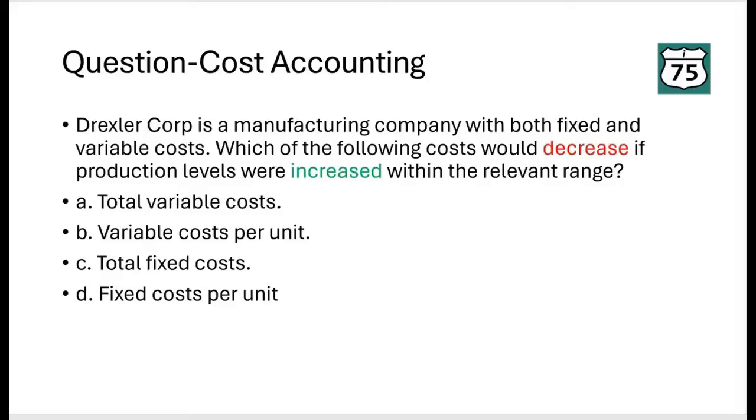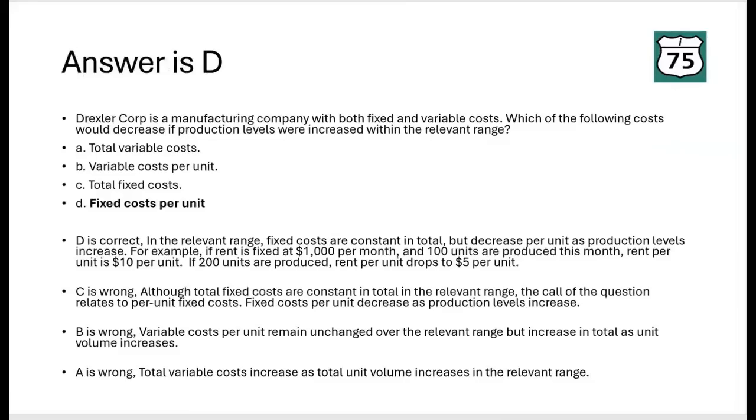And you need to know that fixed costs are only fixed in total. Are fixed costs fixed on a per unit basis? No. Fixed costs are only fixed in total. Fixed costs vary with production on a per unit basis. You produce more units, your fixed cost per unit will go down. So which of the following costs would decrease if production levels were to increase within the relevant range? And the answer is fixed cost per unit. Letter D is correct. Fixed costs are constant in total, but fixed costs decrease per unit as production levels increase.